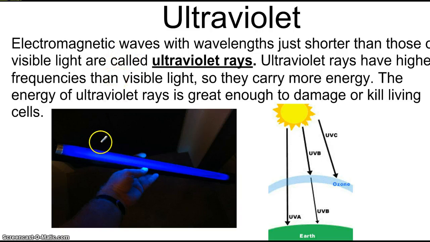Ultraviolet light can be found in ultraviolet light bulbs. These can be found in any sanitizer, any sanitizing compartment. Sometimes we put goggles in an ultraviolet light case to kill all of the germs. EM waves with wavelengths just shorter than those of visible light are called UV rays. Ultraviolet rays have higher frequencies than visible light and carry more energy. That's important. That's why we need to put sunblock on, because these carry a large amount of energy.